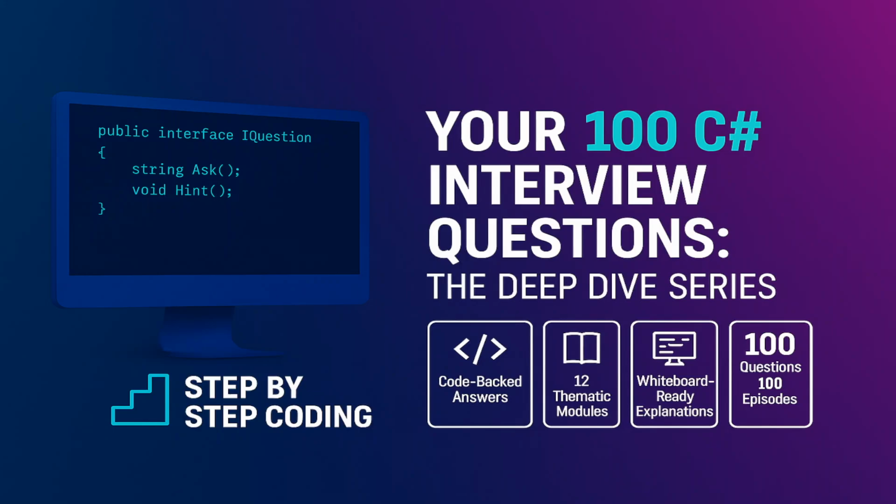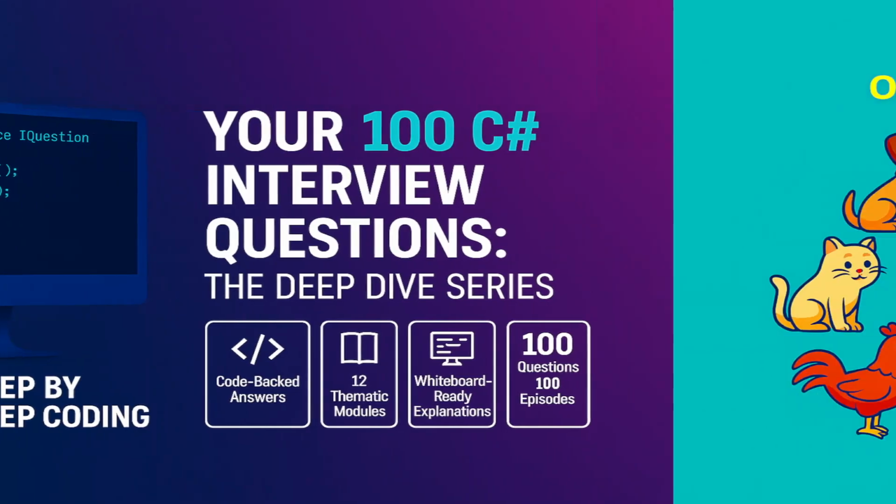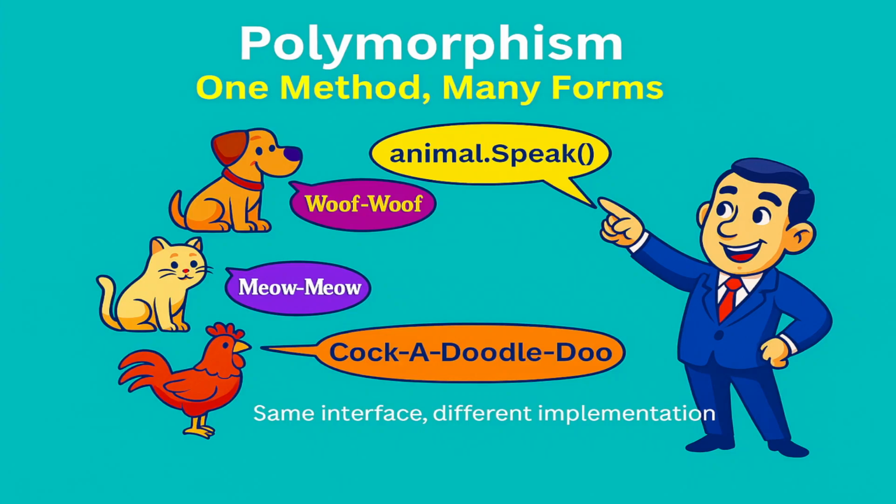We are continuing our top 100 C# interview question series, and today we are going to talk about one of the very important topics, polymorphism. So, what exactly is polymorphism? The word itself gives us a huge clue.